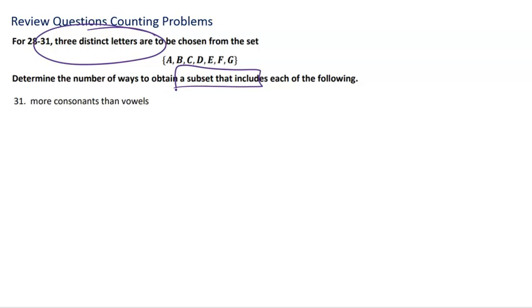Now, what are our consonants in the group? You have a B, a C, a D, an F, and a G. Maybe I should highlight those. Those are consonants: B, C, D, F, and G. And then the vowels, there's only 2 of those, A and E. So if I want more consonants than vowels, one way I could do that is if they were all consonants. That would work, right? That's definitely more consonants than vowels.